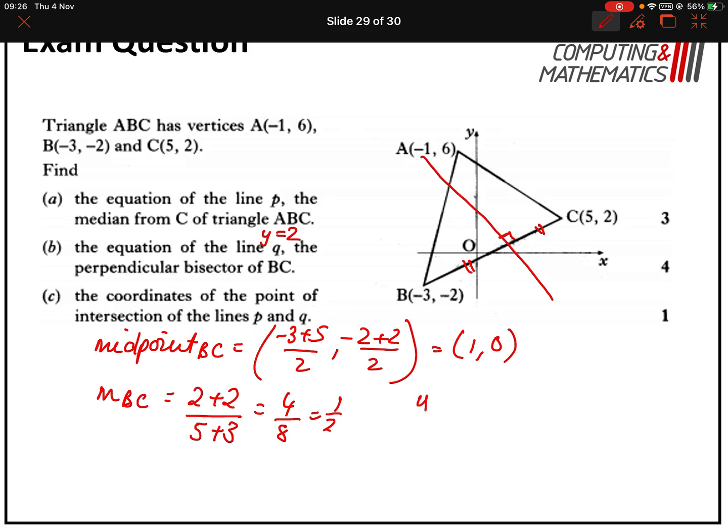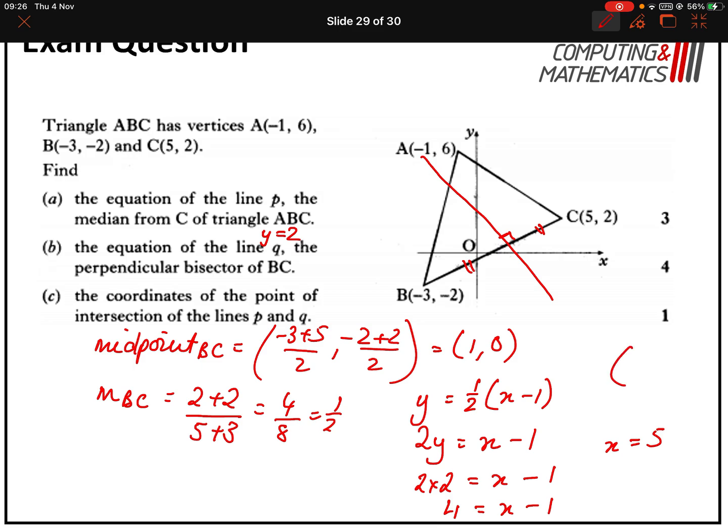And then substitute it in, so I would get y is equal to a half x minus 1. So 2y is equal to x minus 1. Okay, now as you can see, I've now got two equations of the line. I've got y is equal to 2 and I've got 2y equals x minus 1. If I want the points of intersection, I've already got my y coordinate. So that y coordinate then has to be substituted in here to find my x coordinate. Okay, so I would get 4 equals x minus 1. So add 1 to both sides. X has to be equal to 5. So the point of intersection is 5, 2.